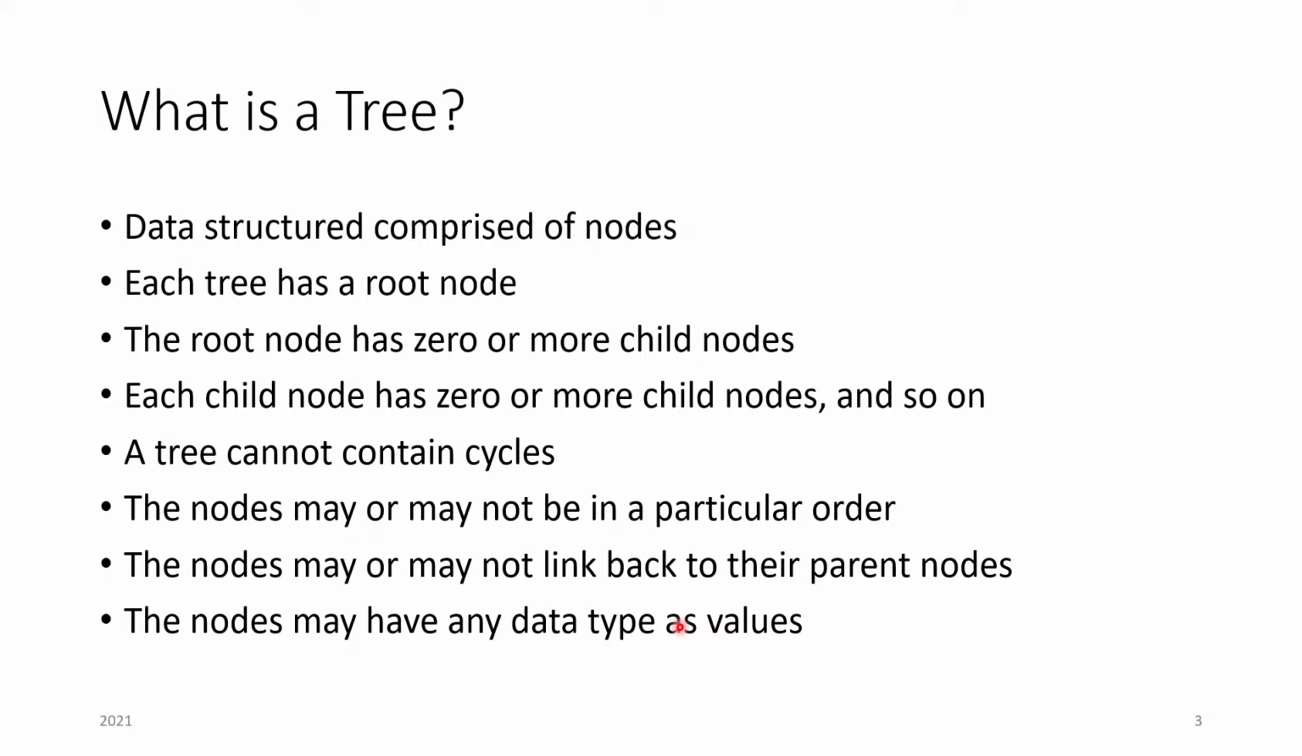Nodes in a tree may or may not be in any particular order. They may not link back to the parent node, and they can have any sort of data type as their values. Meaning that once we start seeing what this looks like in a visual format, all these explanations will match back to what we just explained.